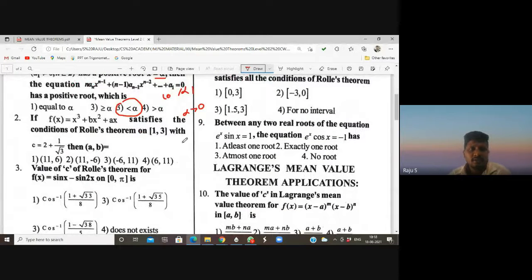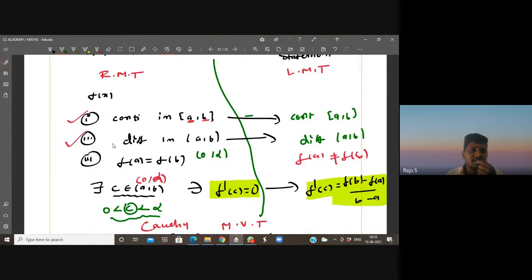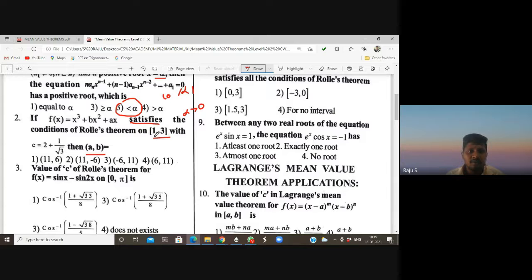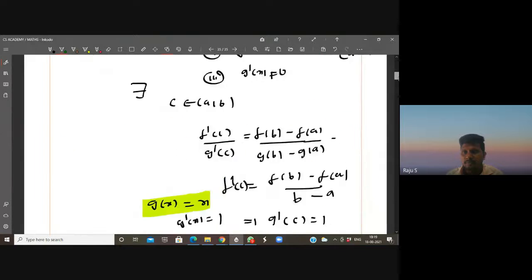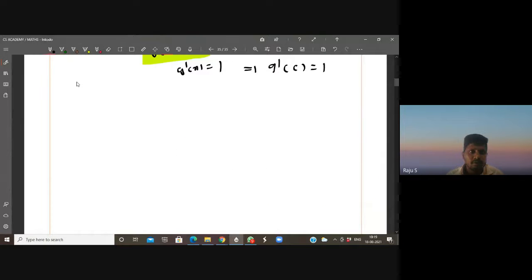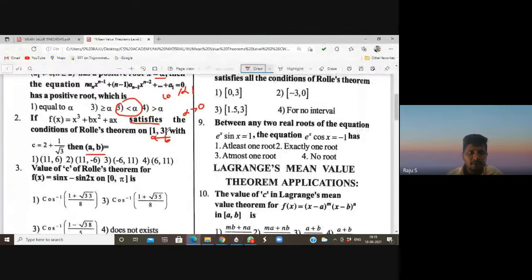See here, we need to find a, b. The interval is already given. They have already given that the function satisfies the conditions of Rolle's theorem. We can consider it continuous, differentiable, and f(a) = f(b). This is a, this is b. So f(1) = f(3).